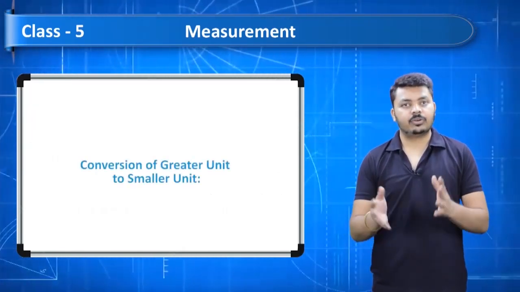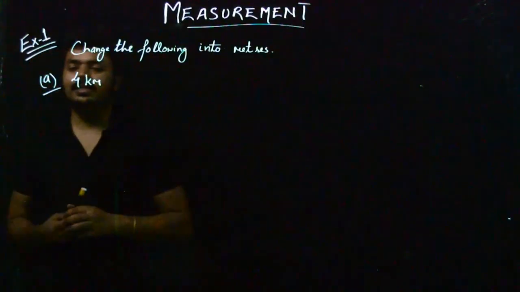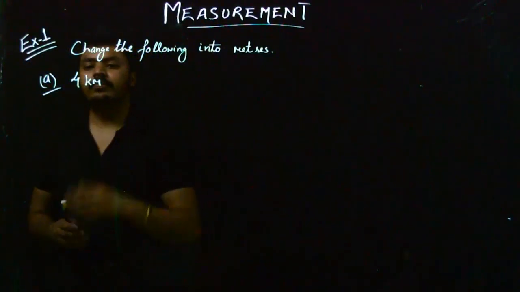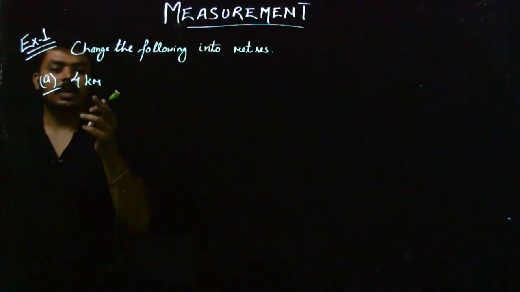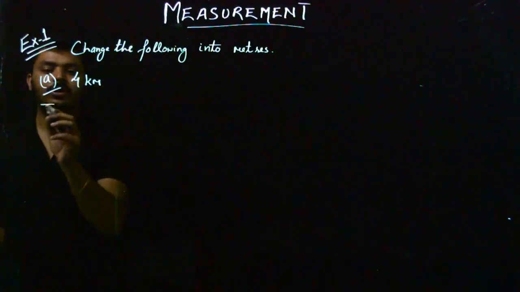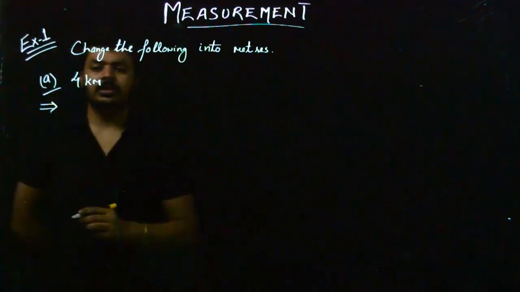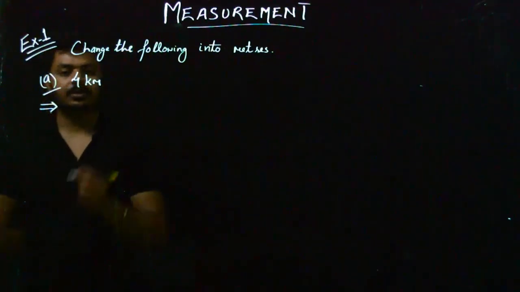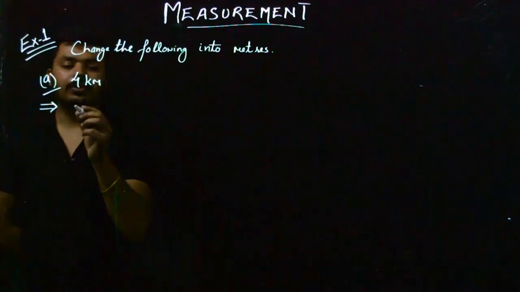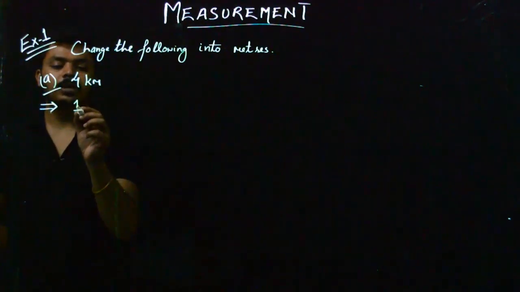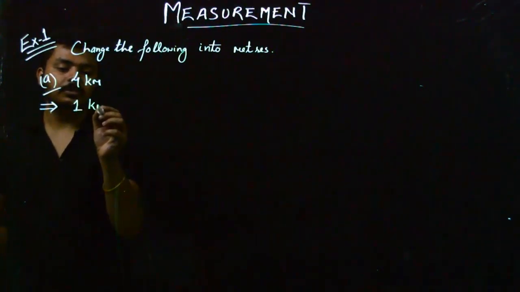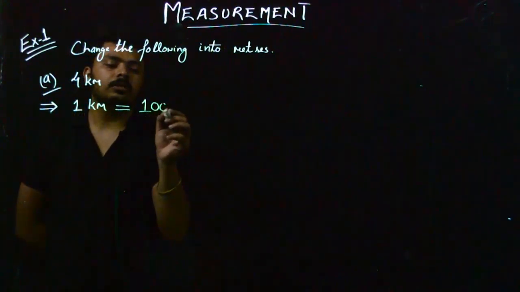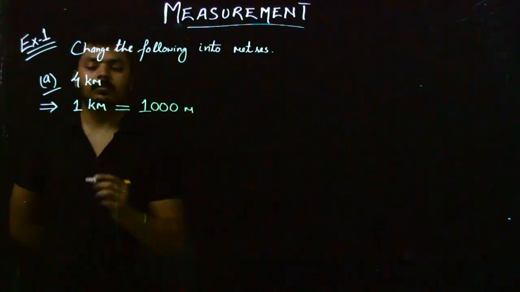Conversion of greater unit to smaller unit. Now let's see example number 1. Change the following into meters. So here we are given some values and their dimensions. We have to convert them into meters. So how? First part A is 4 kilometer. We have to convert this into meters. So we know that 1 kilometer is equal to 1000 meter.